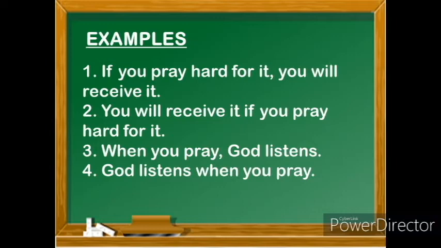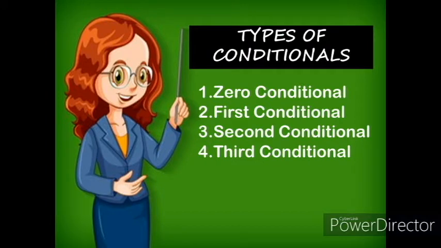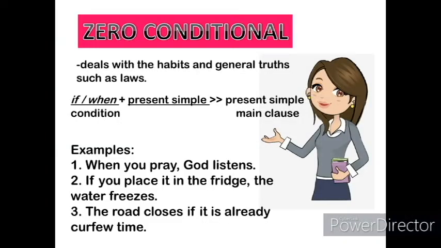Now, let us read the following examples. Number 1. If you pray hard for it, you will receive it. Number 2. You will receive it if you pray hard for it. Number 3. When you pray, God listens. Number 4. God listens when you pray. As far as you know, how many types of conditionals do we have? Yes, we have 4 types of conditionals, and these are zero conditional, first conditional, second conditional, and third conditional.